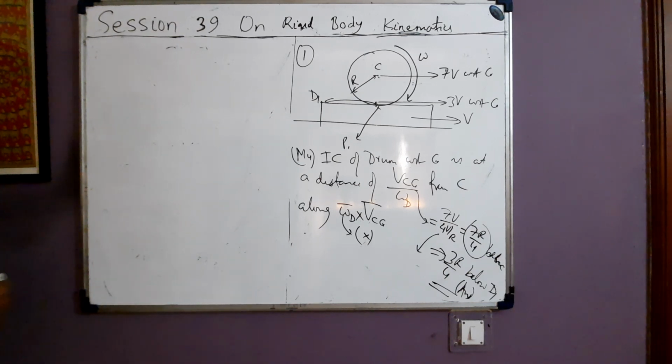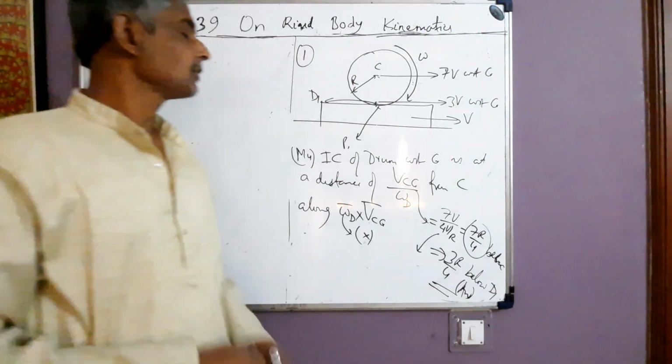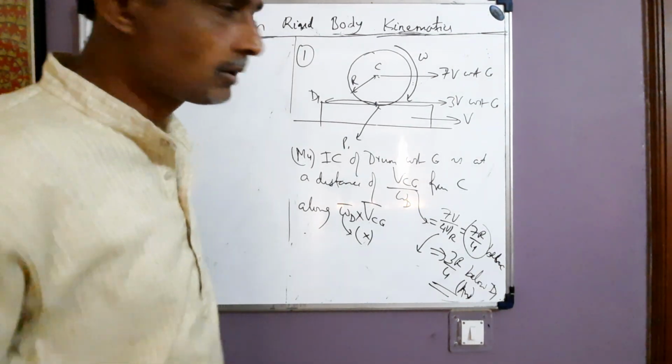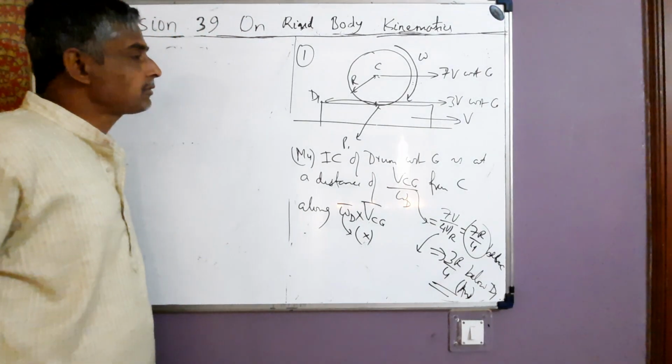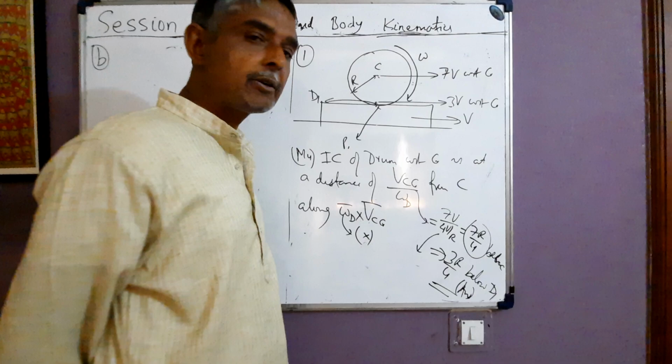Now let's take part B of this question. Part B, what we have to do? We have to determine the IC of drum with respect to plank, that also by several different methods. So now again, when we have to determine the IC of drum with respect to plank, all the velocities and angular velocities must be taken with respect to plank.